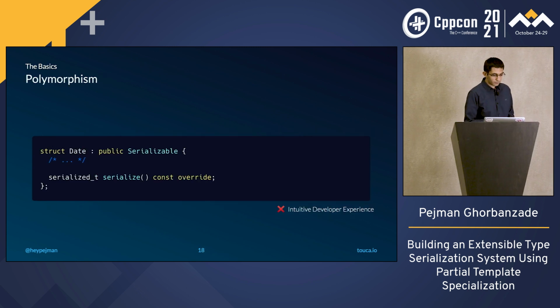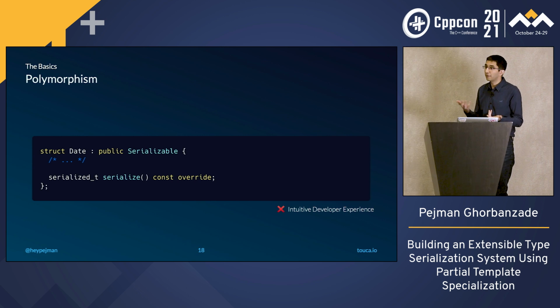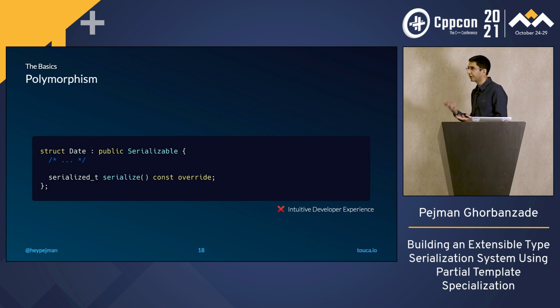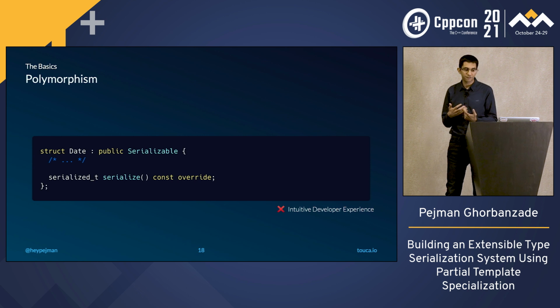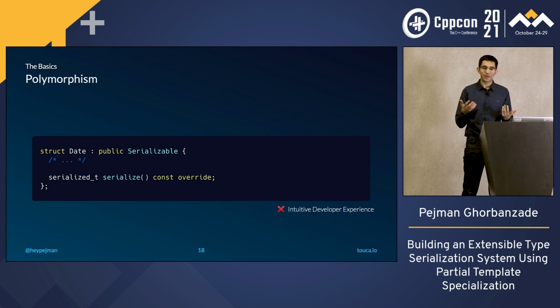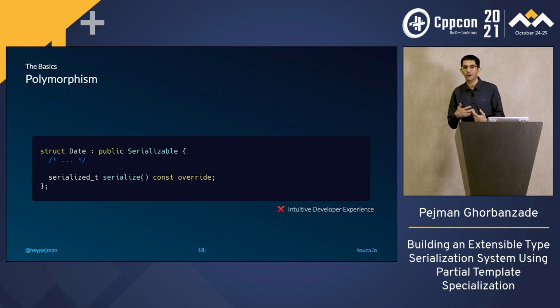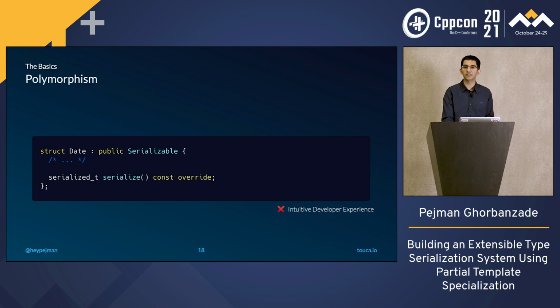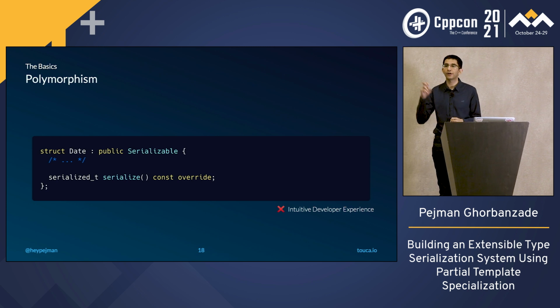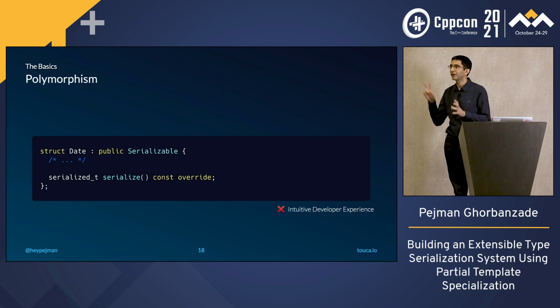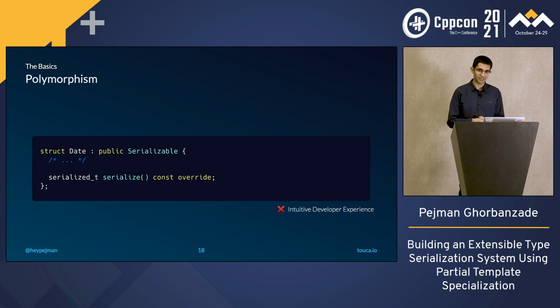So now you might be wondering, maybe we should use polymorphism or inheritance, where we define some serialize method that is pure virtual or an interface, and then we basically ask everyone who is trying to serialize their data types to inherit from this or implement this interface.